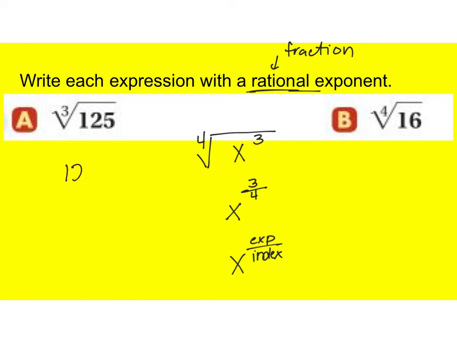So this would be 125 to the 1/3, because there is no exponent, so the exponent is a 1. Same thing with the other one. This would be 16 to the 1/4. Now, we can solve this. Basically, what this is asking is what number times itself 4 times will give you 16. And I believe in this case it would be 2. And here this would be 5.